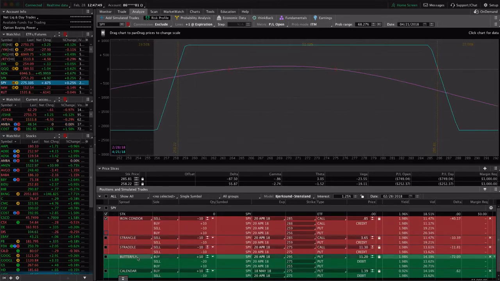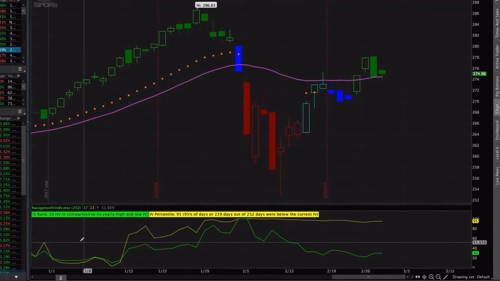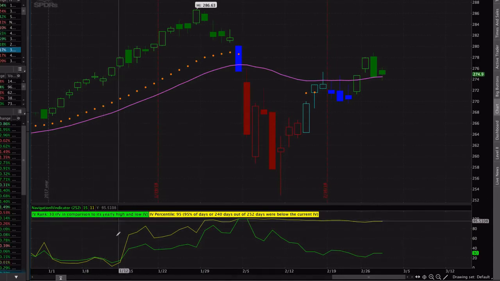So all four of these strategies that we've covered so far, the iron condor, the strangle, the straddle, and the butterfly, are all trades that we want to put on in periods of high implied volatility. So what do I mean by implied volatility? If we go to the charts, what you'll see down below is our Navigation Trading implied volatility indicator. You can get this for free by simply logging into your free membership at navigationtrading.com. You'll be able to copy and paste the script directly into TOS, and then this will show up on your chart just like it does here.